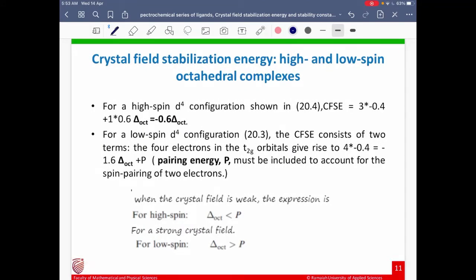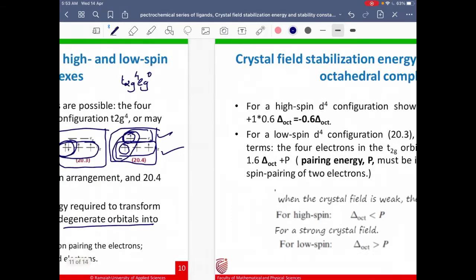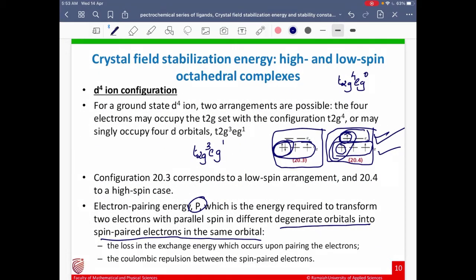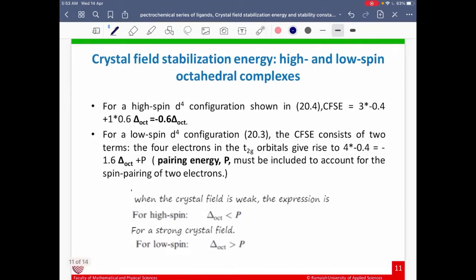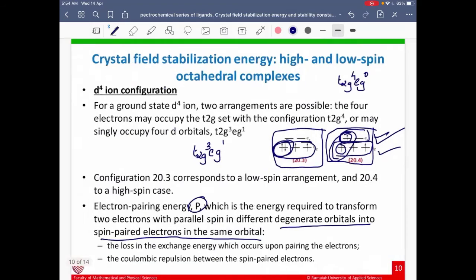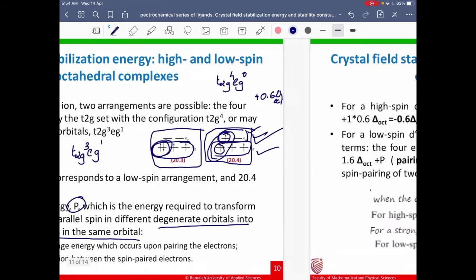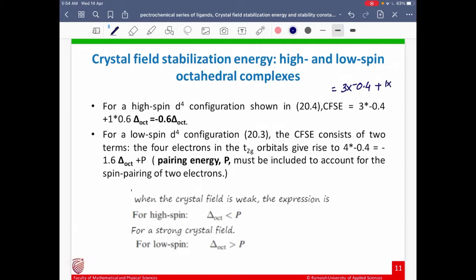Now, continuing with crystal field stabilization energy. For a high spin d4 configuration, as in figure 20.4, that means the t2g3 eg1 configuration, CFSE will be calculated as follows. Because 3 electrons are in t2g, it is 3 into minus 0.4. One electron is in eg, and we know that one electron in eg has an energy of plus 0.6 delta octahedral, so it will be plus 1 into 0.6 delta octahedral. So the value will be minus 0.6 delta octahedral.